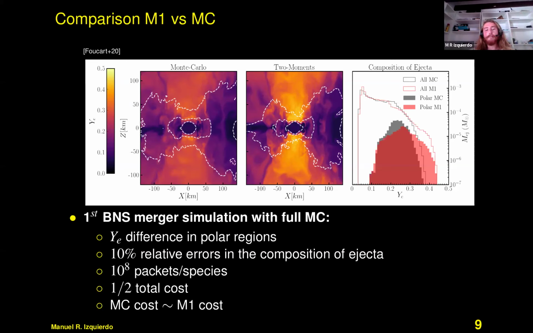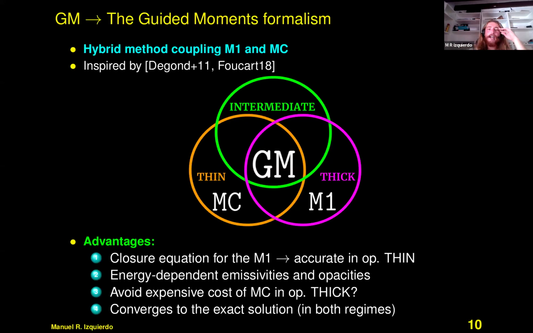For them, they reported that this Monte Carlo was the same cost as M1. But of course, it depends on the implementations, the parallelization, and how everything is done. So now we go with these guided moments, this idea that I'm proposing. Basically, this is a hybrid method that couples this M1 and this MC. We have seen that they both have nice and bad features.